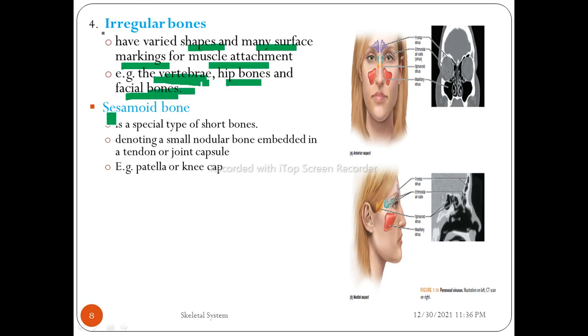In addition to the four types of bones, there are also additional bones. The first one is the sesamoid bone. Sesamoid bone is a special type of short bone.